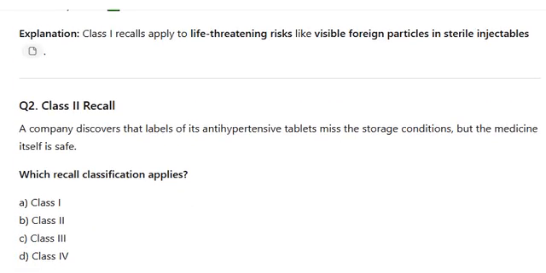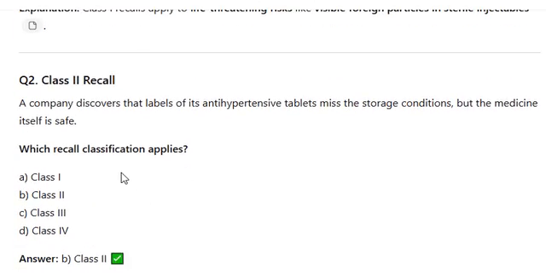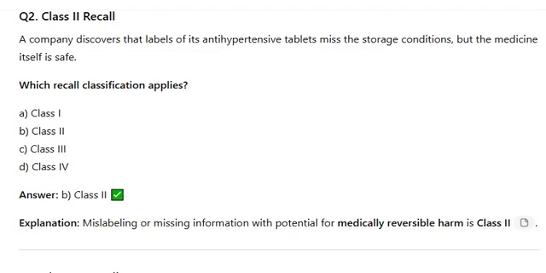Q2. Class 2 recall. A company discovers that labels of its antihypertensive tablets miss the storage conditions, but the medicine itself is safe. Which recall classification applies? A. Class 1, B. Class 2, C. Class 3, D. Class 4. Answer: Class 2. Explanation: Mislabeling or missing information with potential for medically reversible harm is Class 2.